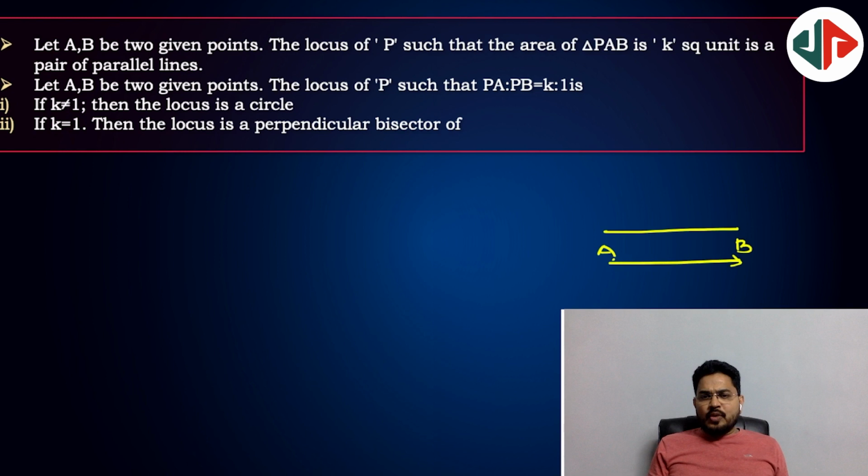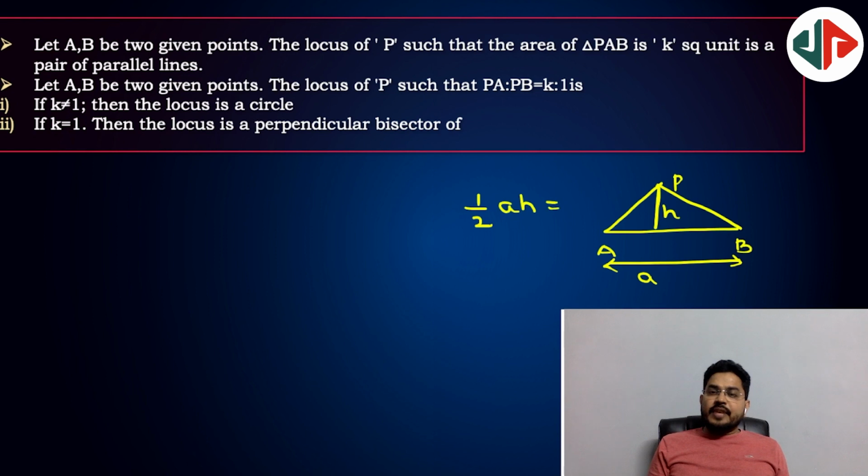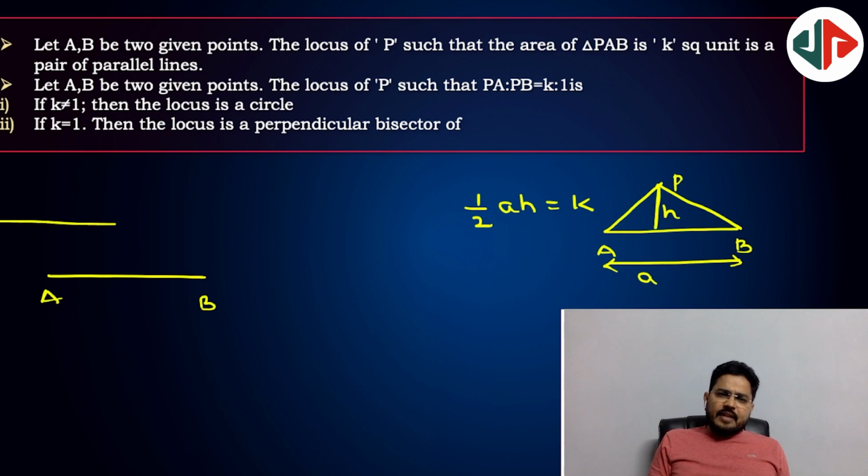base A units, okay, somewhere here P is there, whose height is H, then the area of the triangle APB will be half A H, which is equal to delta K units. So here, if this is AB, for example, there is a line parallel to this which is having the height of H units, okay.